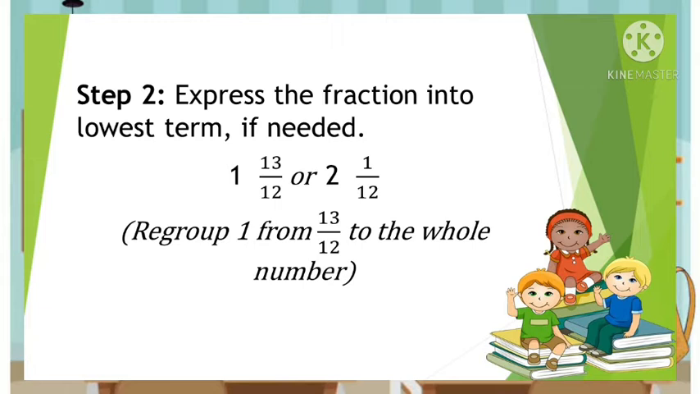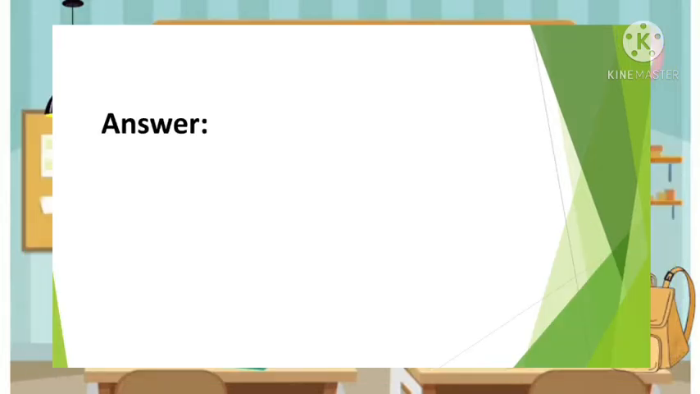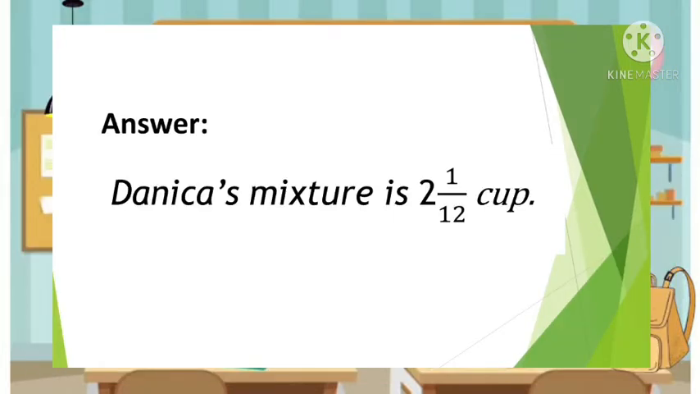For step 2, express the fraction into lowest term if needed. 1 and 13/12. So, regroup 1 from 13/12 to the whole number. So, it will become 2 and 1/12. Therefore, the answer is Danika's mixture is 2 and 1/12 cup.